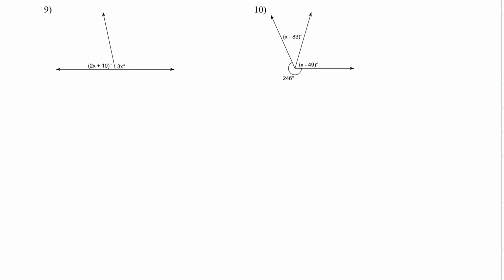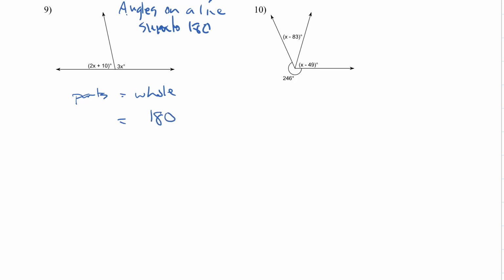And here I see angles on a line, and they sum to 180. Okay, so if I do parts equal the whole, then I can say that the whole thing is 180 and the parts are going to be, let's see, that's 2x plus 10. And then I add on the other part, which is 3x.